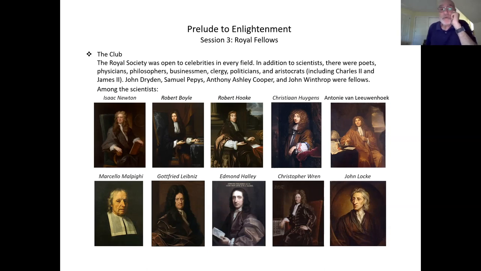In addition to scientists, there were poets, there were physicians, philosophers, businessmen, clergy, politicians, aristocrats, Charles II and James II. The kings were fellows. John Dryden, the great poet, Samuel Pepys was one of the presidents, actually. Anthony Ashley Cooper, who was a philosopher who we might get a chance to address in later sessions.